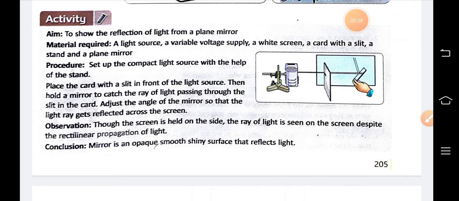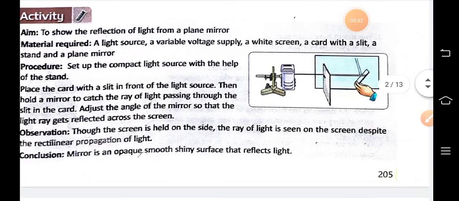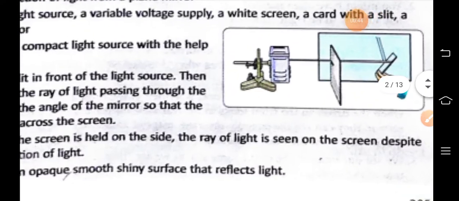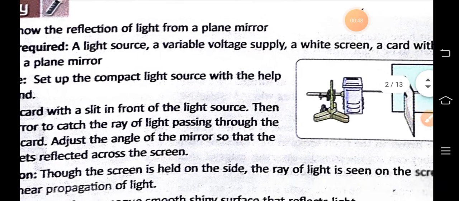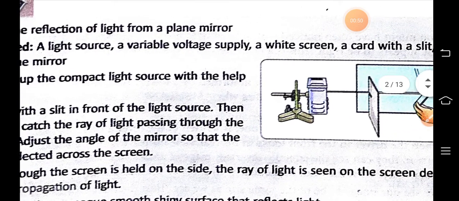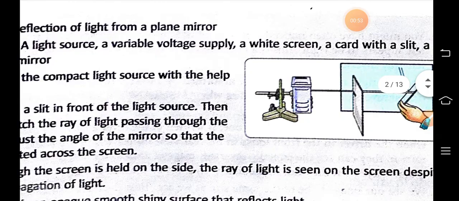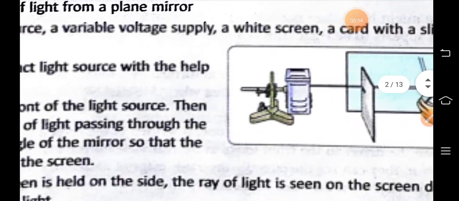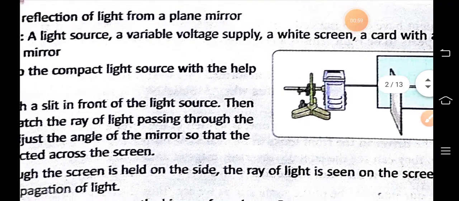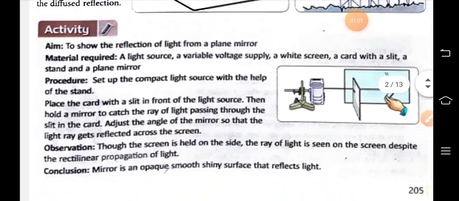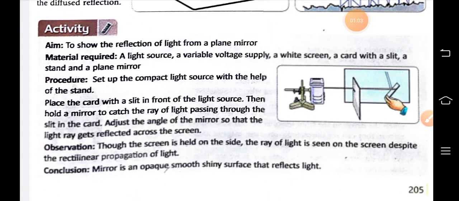Set up the compact light source with the help of the stand. See here the source of light. It is set up with the help of a stand. Here is the stand and the light source. Then place the card with a slit in front of the light source.